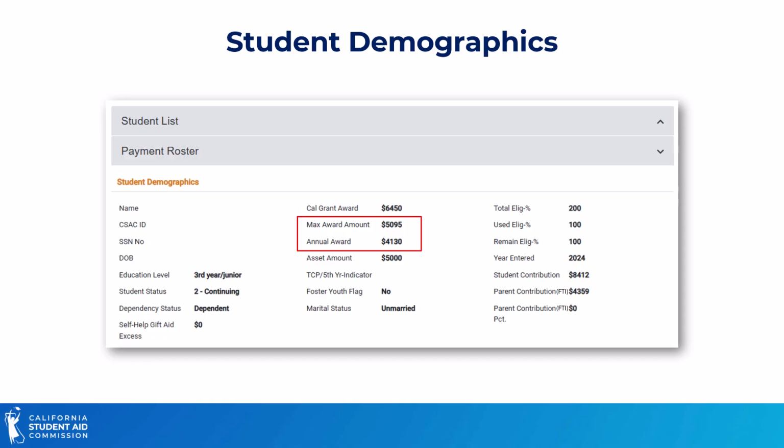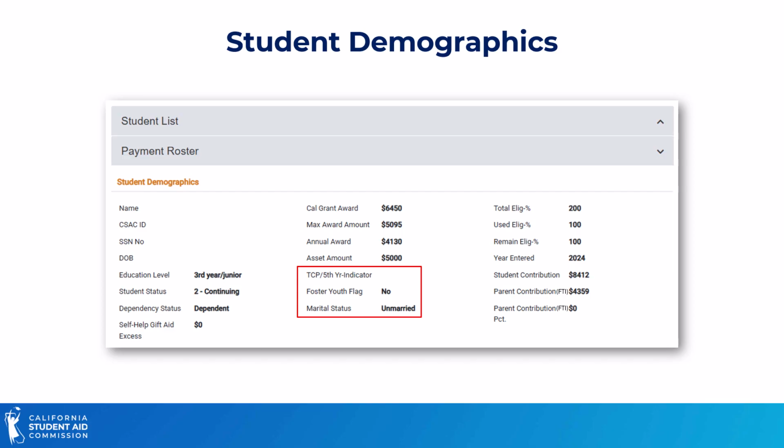Next, you'll see the student's MCS maximum award amount and annual award amount. The max award amount is the maximum award for the year based on the student's attendance status and if they were attending full time. The annual award amount is based on the total award paid to the student. Therefore, the annual award amount field will change as your school reports payments for each term. Assets are listed here as reported on the ICER.